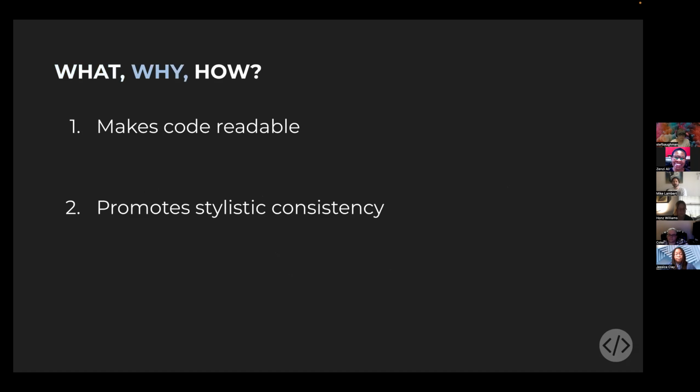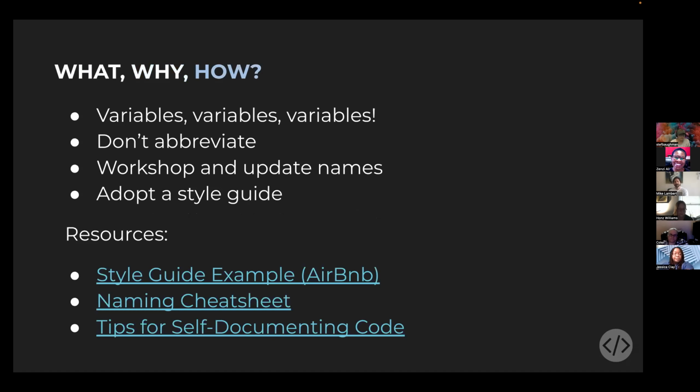So why we do it is to make the code readable. And if we have a particular style of self-documentation or particular naming conventions that we use, it helps to promote stylistic consistency. Later on, there are some links to some naming conventions that I really, really love. Oh, there they are. So how do we self-document?